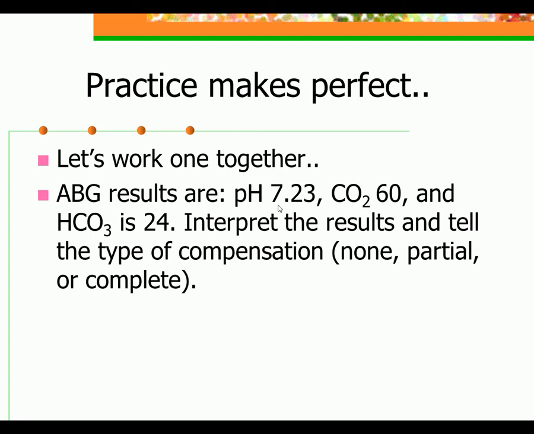Step 1, label my pH. I'm in the acidotic, so I'm acidosis. It's CO2. Remember, that's why I hammered that in your head. Think CO2, think respiratory, think lungs, think acid. So now I know it's respiratory acidosis. Step 3 is compensation. One of them's in the normal column, so I have no compensation, none.